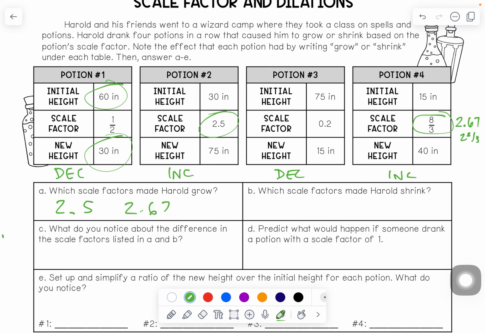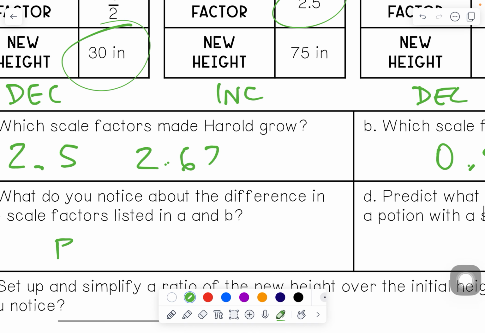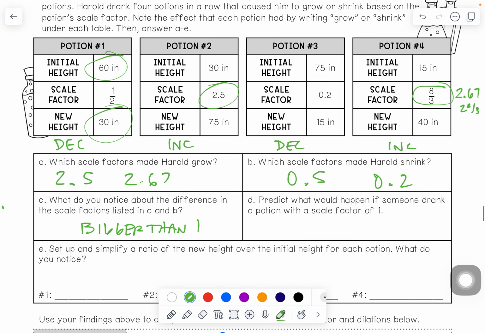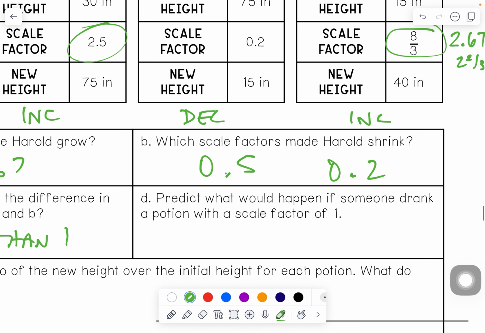Which scale factors made Harold shrink? We have 1/2, so that's 0.5, and we have 0.2. So what do you notice about the difference in the scale factors listed in A and B? In those two questions, the ones that made him grow were bigger than 1. And the ones that made him shrink were smaller than 1.